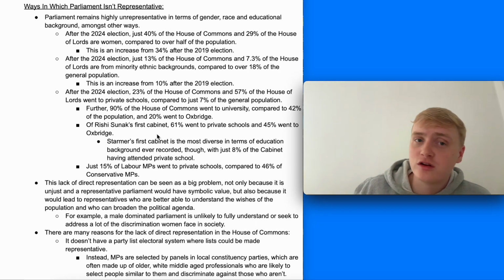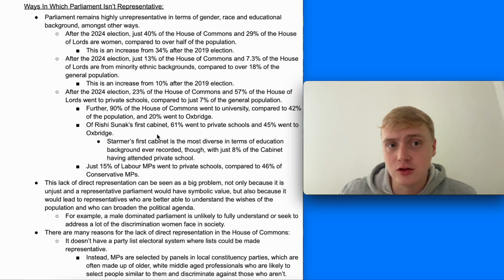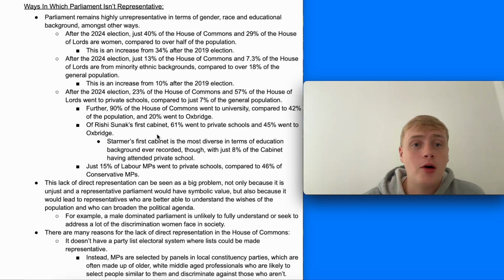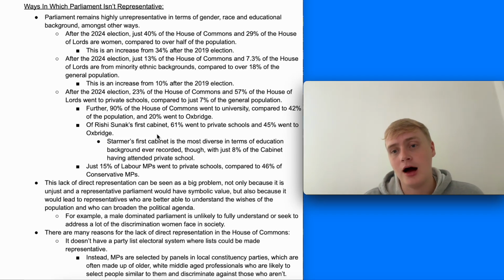For example, just 40% of the Commons and 29% of the Lords are women, compared to over half of the population, whilst just 13% of the Commons and 7.3% of the Lords are from minority ethnic backgrounds, compared to over 18% of the population. And statistically, one of the biggest outliers is that 23% of the House of Commons and 57% of the House of Lords went to private schools, compared to just 7% of the general population, and 90% of the Commons went to university, compared to just 42% of the population.